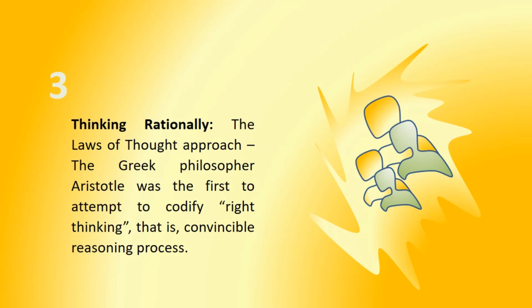Number 3 is thinking rationally, the laws of thought approach. The Greek philosopher Aristotle was the first to attempt to codify right thinking, that is, irrefutable reasoning processes. Aristotle's syllogisms provide patterns for argument structures that always yield correct conclusions when given correct premises. It has two big problems. Firstly, it is not that easy to take informal knowledge and state it in formal terms. Secondly, there is a huge difference between being able to solve a problem in principle and doing it in practice. We are not going to extend this discussion since our focus is not on such topics.